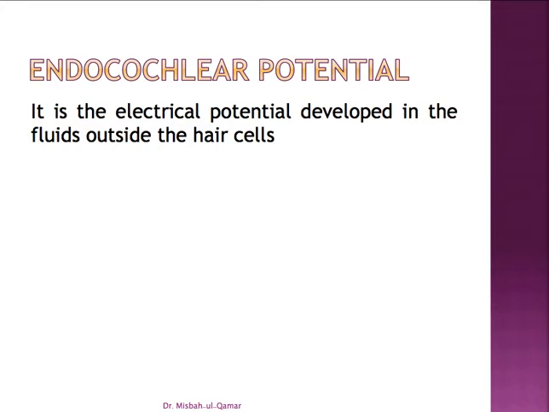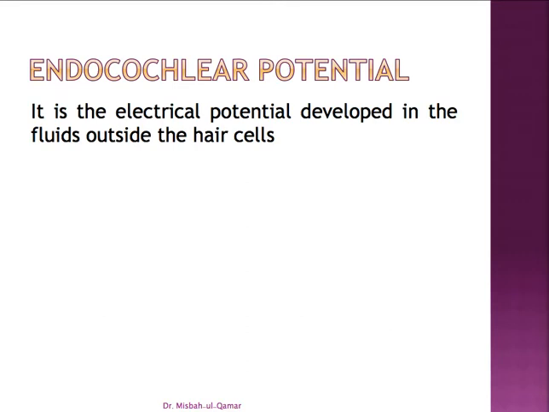I already told you that the perilymph has a voltage of 0 millivolts. The endolymph's voltage is around 80 millivolts. So the electrical potential of 80 millivolts is there between the endolymph and the perilymph, right? And the positivity in this difference is present in the scala media. It means the voltage of the scala media, outside the cells, is around 80 millivolts.